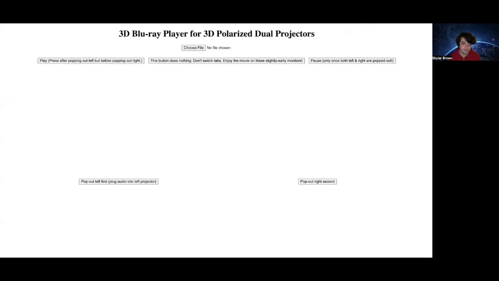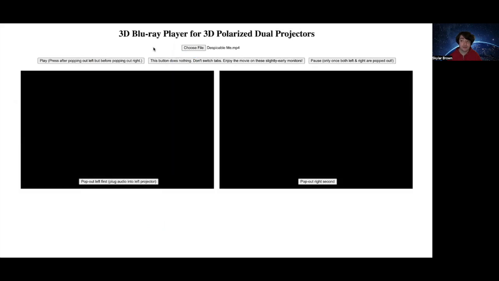And so when you do this, you want to load up the MP4 based on the Blu-ray content. So you just drag that in, and your browser does all the work. So there is no internet connection needed for this. And so next, you pop out the left by clicking this button.